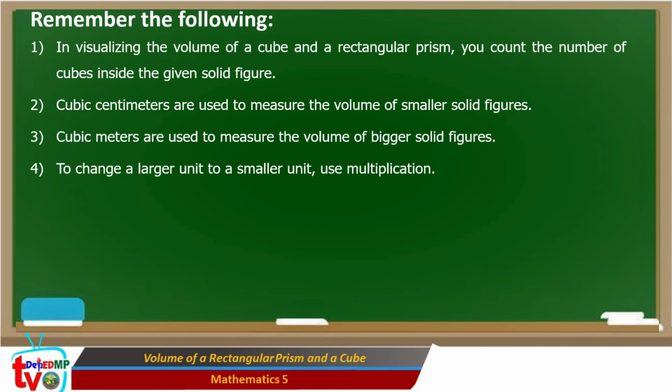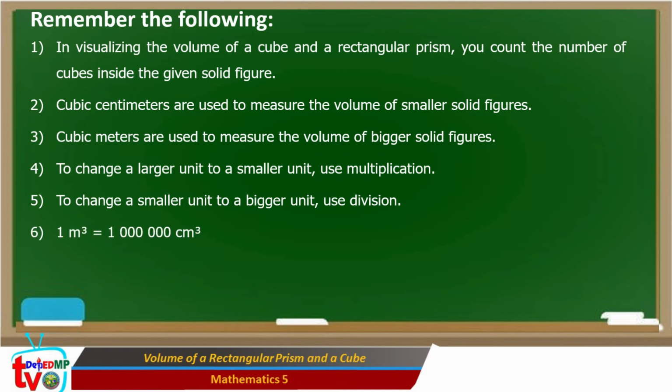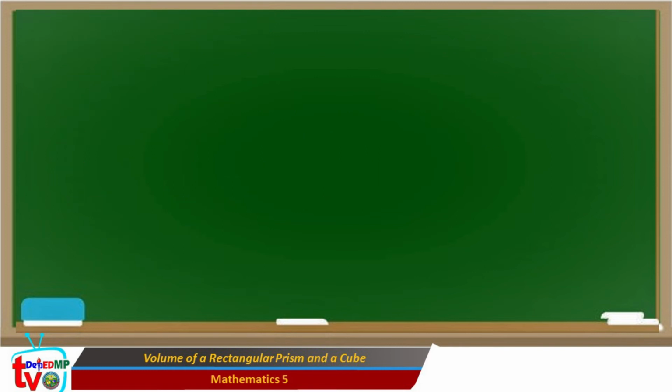4. To change a larger unit to a smaller unit, use multiplication. 5. To change a smaller unit to a bigger unit, use division. 6. 1 cubic meter is equal to 1 million cubic centimeters. 7. 1 liter is equal to 1,000 cubic centimeters. Let us check what you have learned.